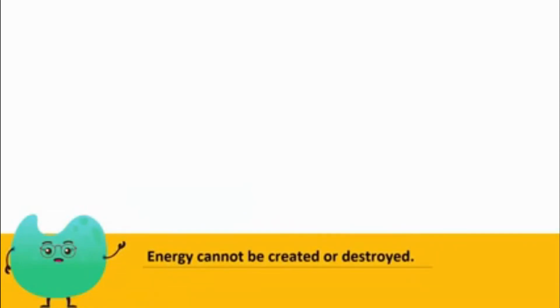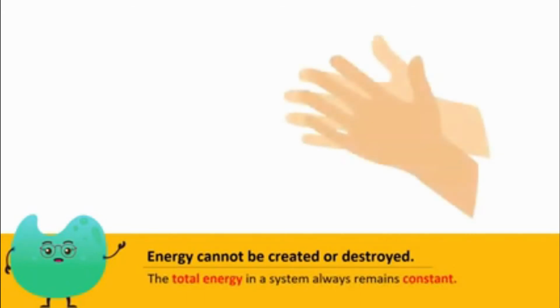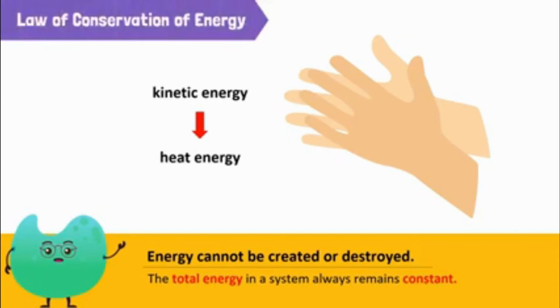Now, we are going to learn another property of energy. Energy cannot be created or destroyed. This means that although energy can convert from one form to another, the total energy in a system always remains the same. When we rub our hands, the kinetic energy is converted to heat. It is not destroyed. Similarly, the heat energy comes from the kinetic energy. It is not created. However, the sum of the kinetic energy and heat energy will remain the same. This important property of energy is called the law of conservation of energy.